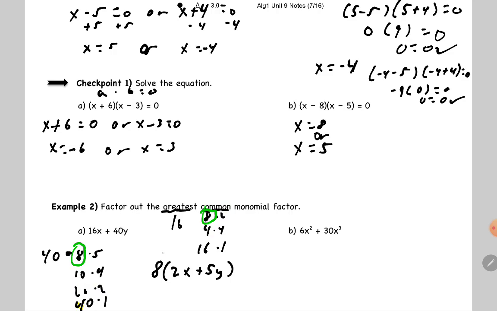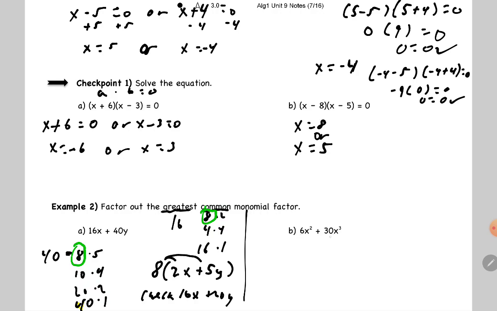Okay, and if you ever want to check, just distribute your 8 and make sure you get the original equation. So if I wanted to check, I would just go ahead and distribute: 16x plus 40y. That's my original problem, so we're good. Okay, let's look at B.